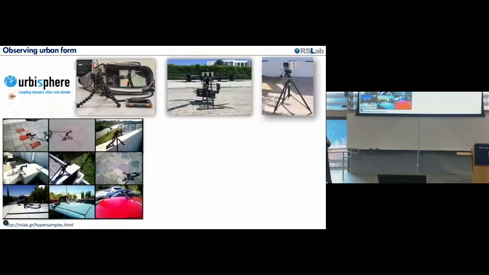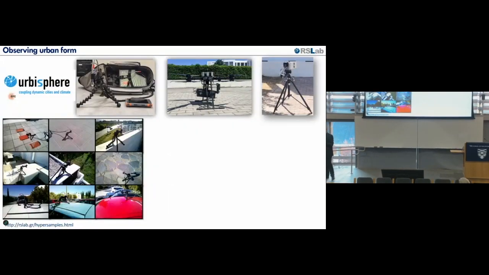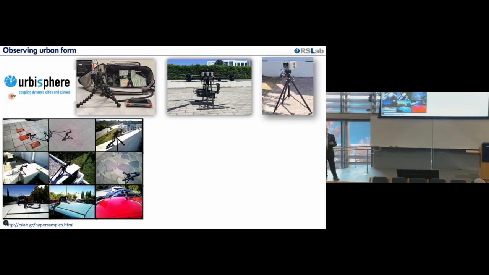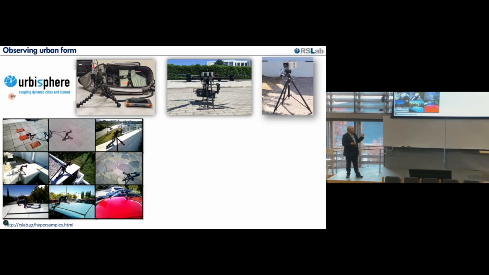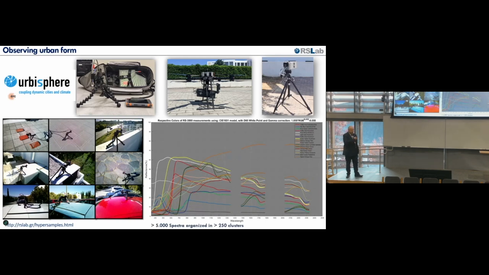And unfortunately, there are no detailed spectral libraries of urban materials. That's why in the RBSF project, we developed our own spectral library. We have field spectroradiometers and hyperspectral cameras, which is very expensive equipment. And we have samples of urban materials like this in several European cities. For example, so far we have collected more than 5,000 spectra and grouped them in more than 250 clusters.